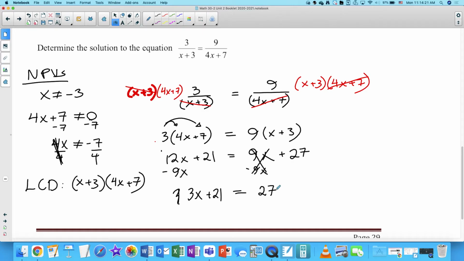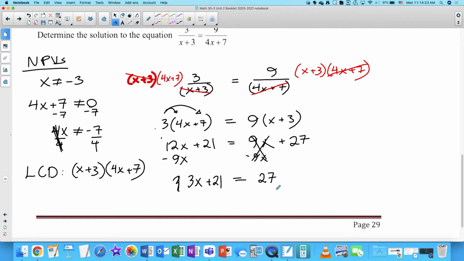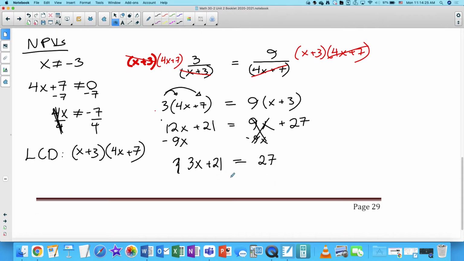Okay, and then what? Yeah. Right, subtract the 21 so that now I'm collecting my numbers on the other side. Okay, so this will give me 3x equals 6. So what does x equal? 2, right? Divide by 3.